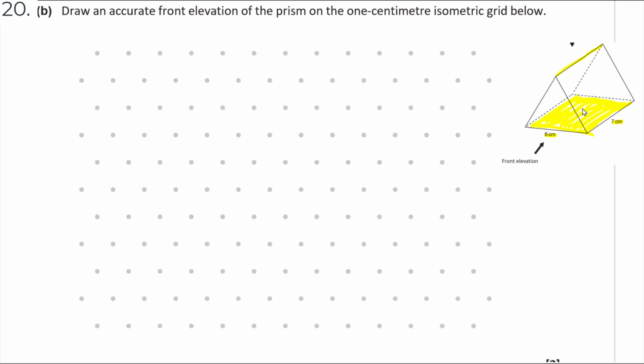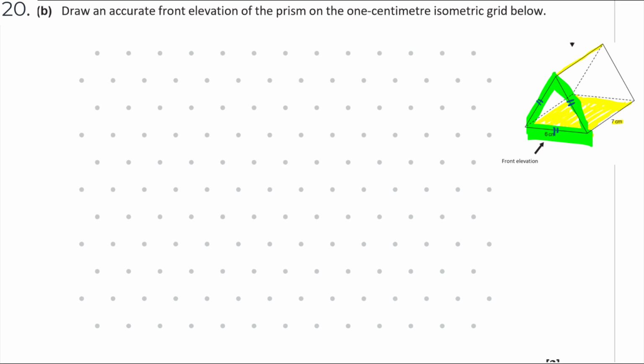Okay, so I'm going to be drawing this front face here then, aren't I? The triangle. Now, each side is going to be the same because it's an equilateral triangle. So that side is 6, that side is 6, that side is 6. So I could just use this isometric grid to draw it then.